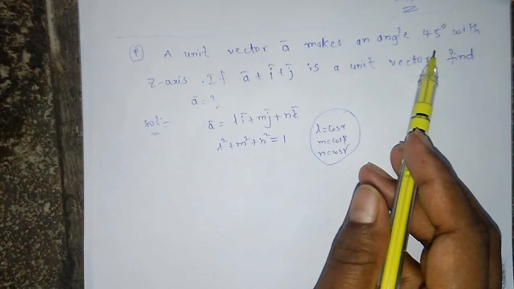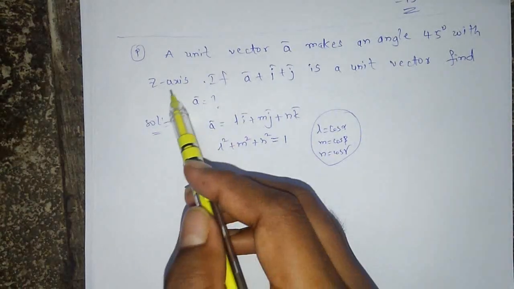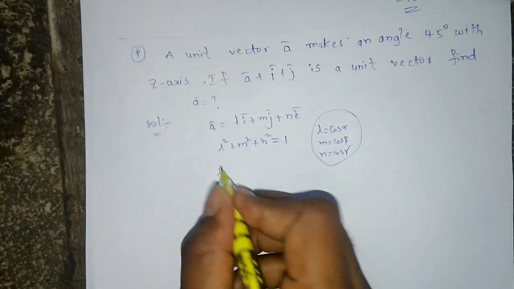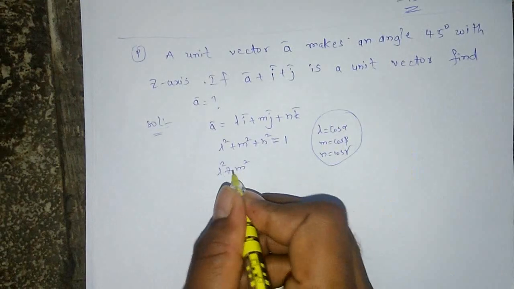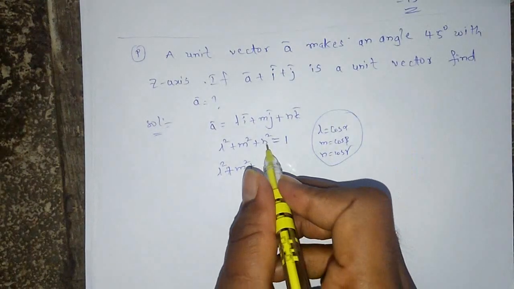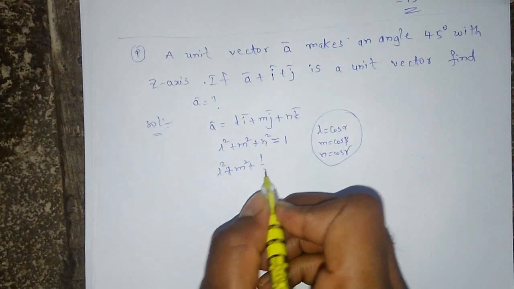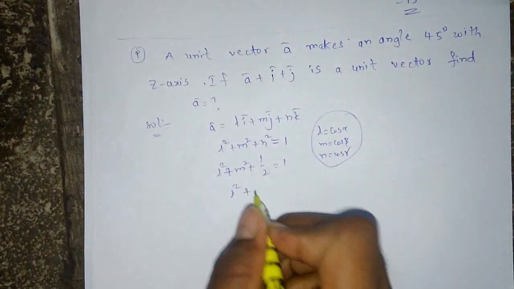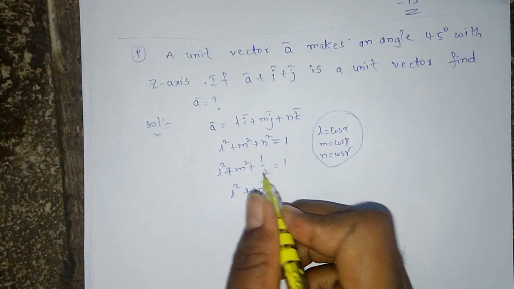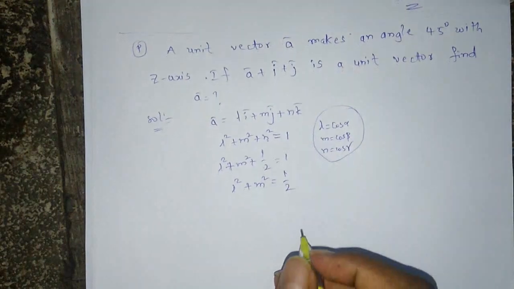Here it is mentioned gamma is equal to 45 with the z-axis, so we take gamma. So L square plus M square plus N square, where N square means cos square gamma, that is cos square 45, that is 1 by 2. So 1 by 2 plus L square plus M square is equal to 1. Therefore L square plus M square is equal to 1 minus 1 by 2, that is 1 by 2.